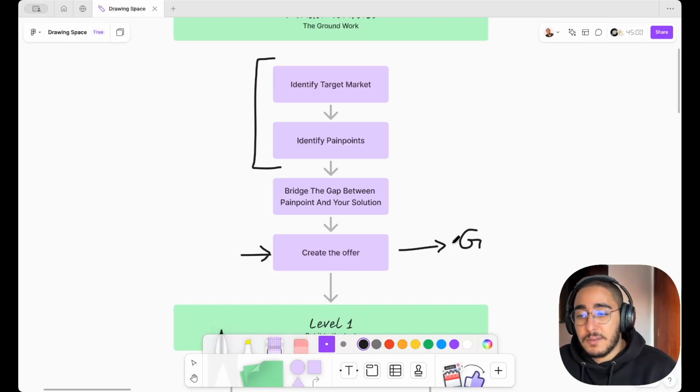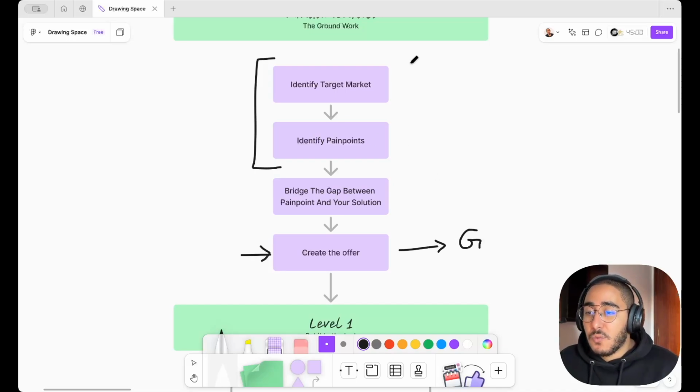For you, it might be a different guarantee. Maybe it's a money back guarantee. Maybe it's continue working for free. Maybe it's a refund, 60% refund, 40% refund. Whatever is going to make sense for your offer, whatever is going to make sense for your niche, that is going to be the guarantee.